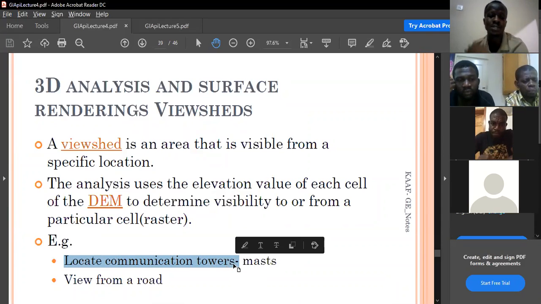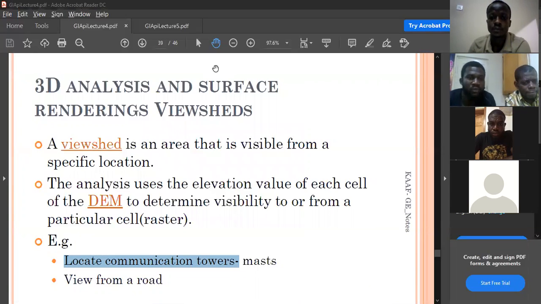So who can explain to us how telecom towers, where we locate them, relate to viewshed analysis? Anybody? I think they're mounted on higher grounds so that they would have a wider coverage. Okay, I get it. You need to go higher.